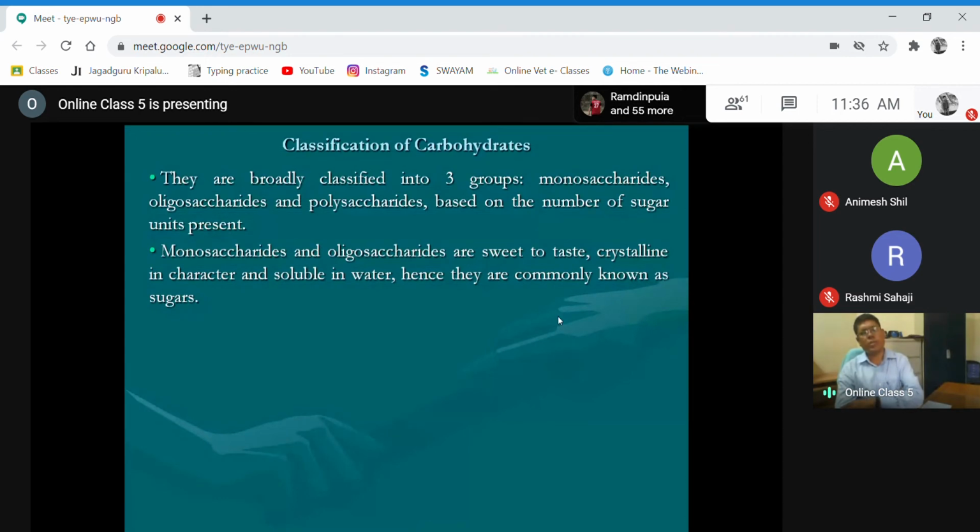So sugars means if they can be dissolved in water, and if they have a sweet taste, we classify it as sugar. So here, the monosaccharides and oligosaccharides are soluble in water. They have a sweet taste. So this we classify as a sugar.